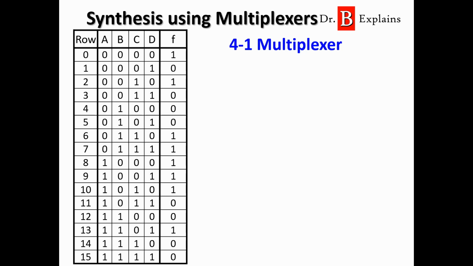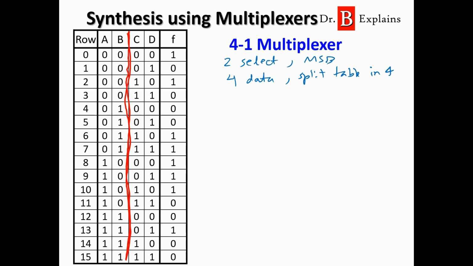What about if instead of using an 8 to 1, we use a 4 to 1 multiplexer? So remember, for a 4 to 1 multiplexer, I have two select inputs, and I'm going to have 4 data inputs. So we choose the most significant bits, and then we split the table in 4, because I'm selecting A and B as my select inputs.